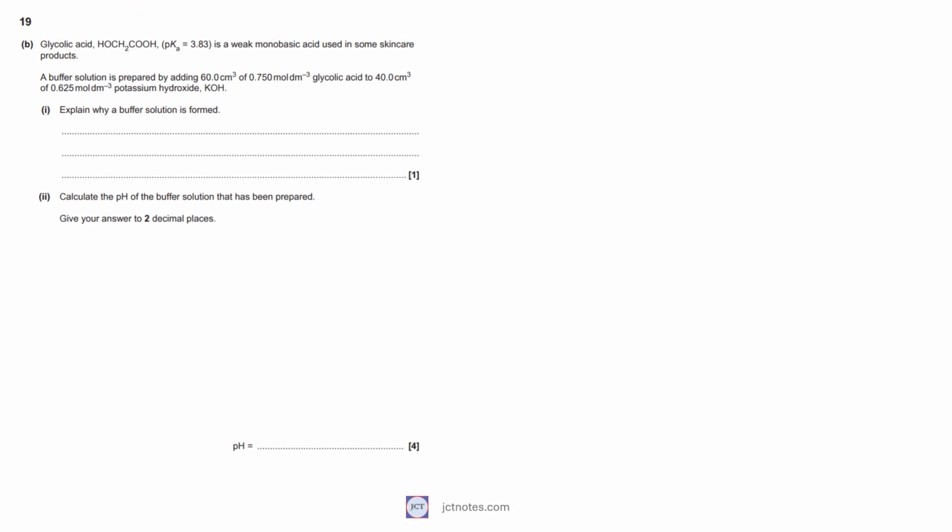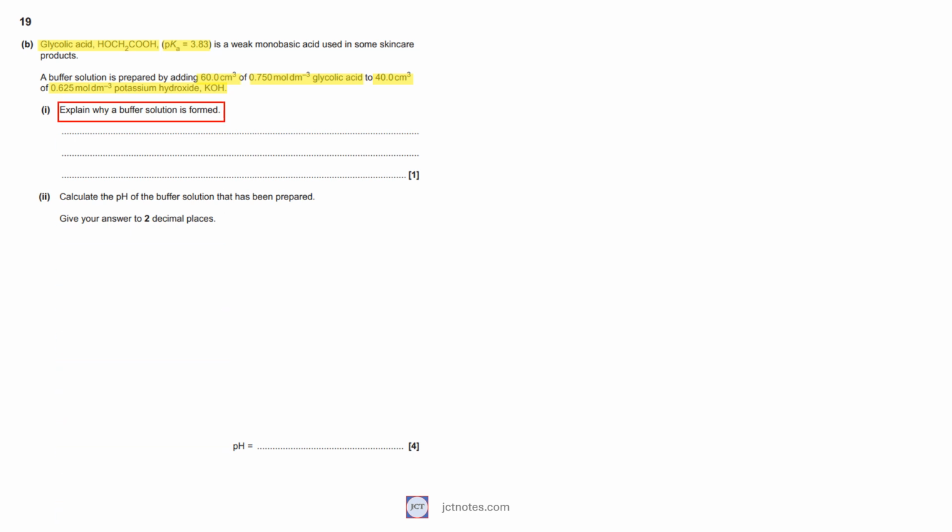Question 19, Part B, deals with glycolic acid. We are given the pKa of the acid. A buffer solution is prepared by adding 60 cubic centimeters of 0.750 molar glycolic acid to 40 cubic centimeters of 0.625 molar potassium hydroxide. In the first question, we are asked to explain why a buffer solution is formed.